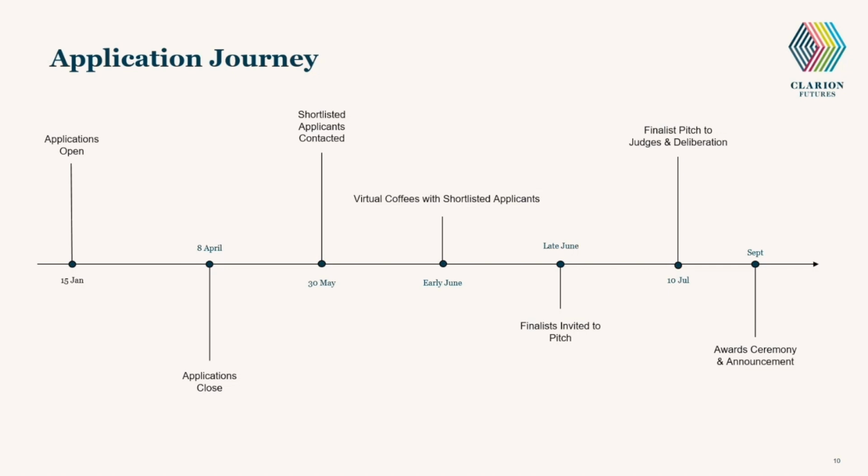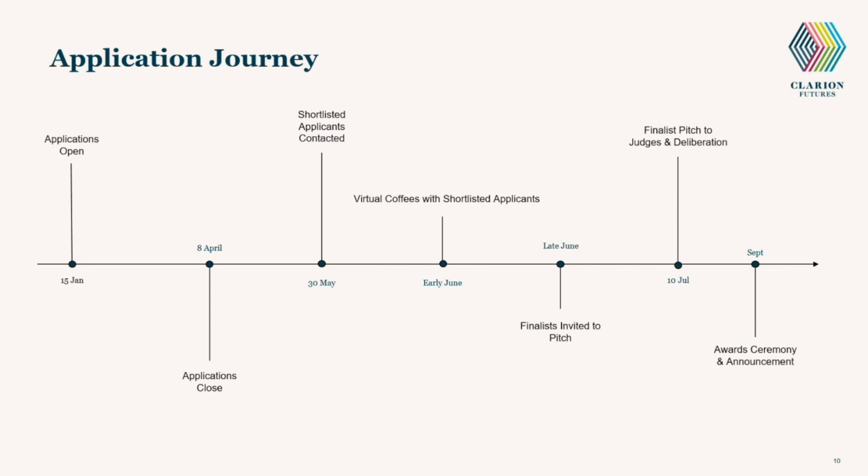And then the process in which we select finalists from the shortlist consists of a series of matchmaking or virtual coffee interviews in which selected business sponsors at Clarion would meet with people who have made it to the shortlist and would have an informal 30-minute call with them to ask questions face to face and give the process a little bit more humanity. And then Clarion business sponsors would give feedback, and based on that feedback, we will refine the shortlist to the finalists. And then in late June, finalists are invited to pitch to judges.